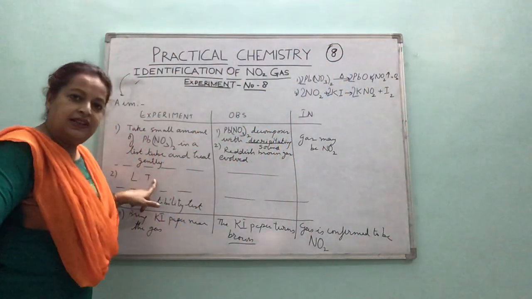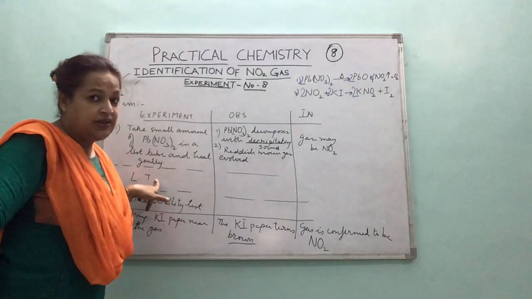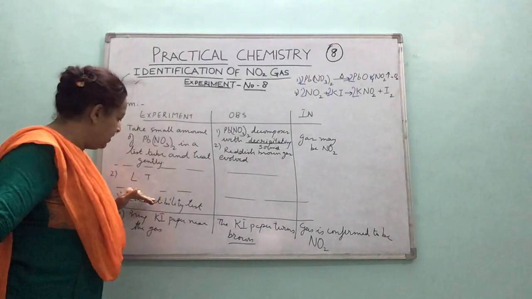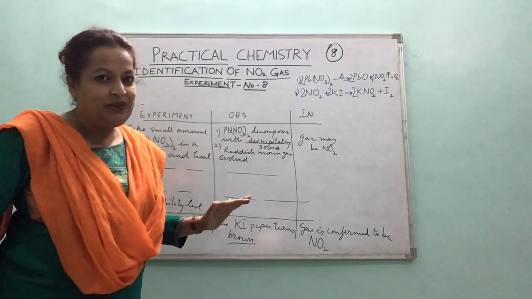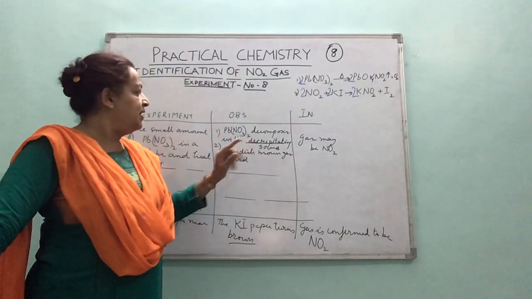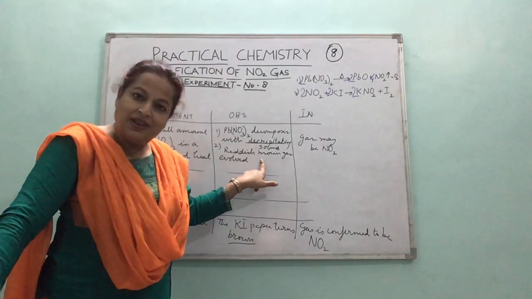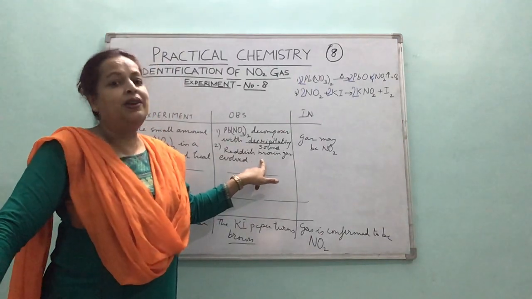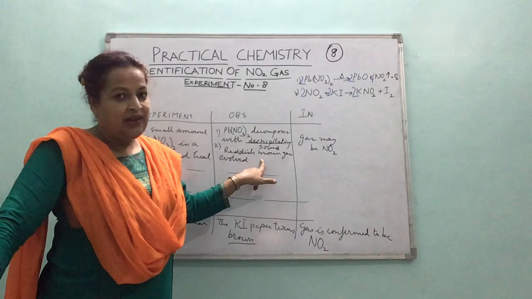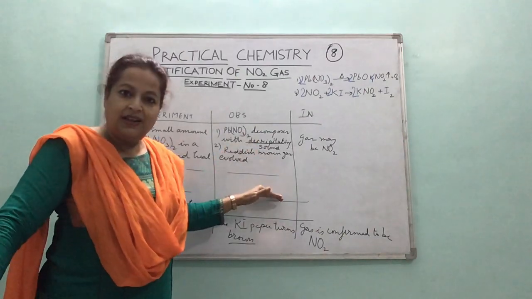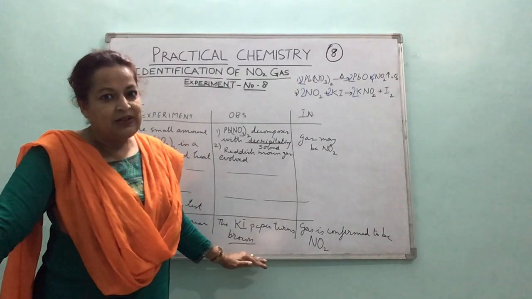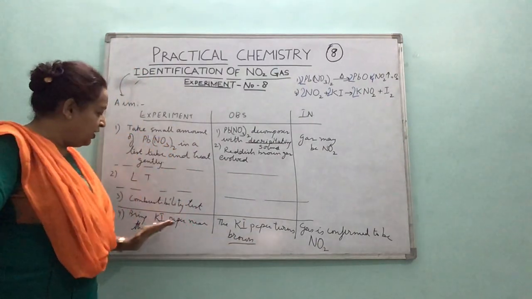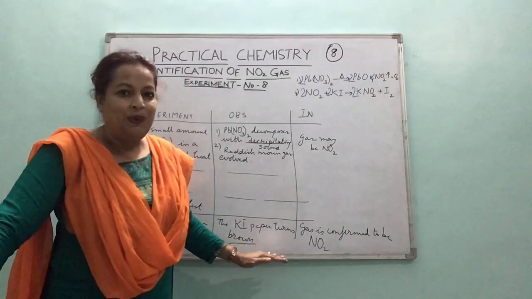Second is the litmus test, which you have written in all the experiments. Third is the combustibility test, right? And what is the main thing you have to remember? NO2 gas is reddish brown in color. This is a very, very important observation. NO2 is reddish brown in color. It is an acidic gas. It is a non-supporter of combustion. And what is the confirmatory test of that? It turns potassium iodide paper brown.